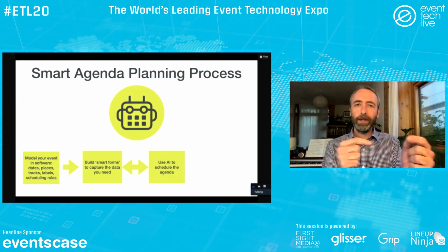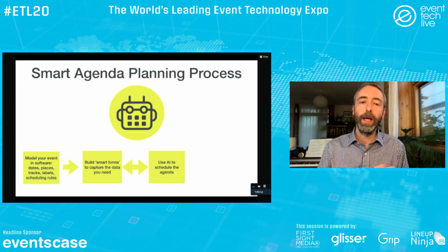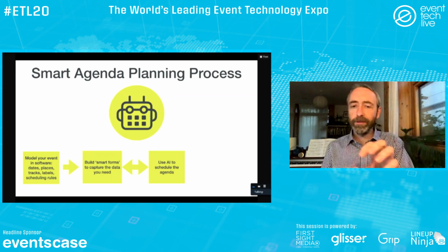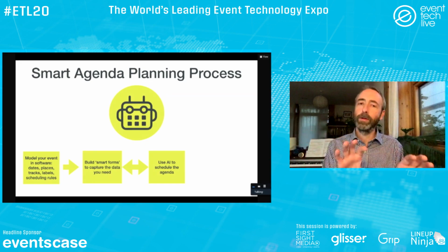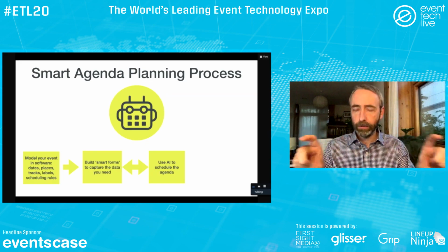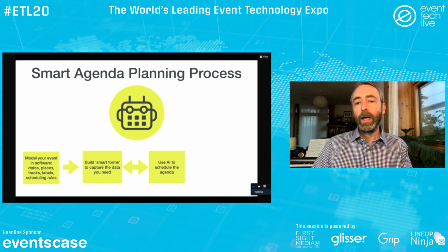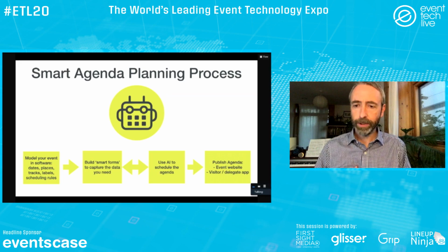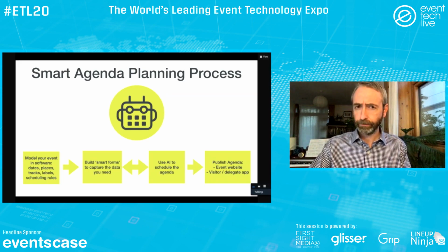I've put a bi-directional arrow between these because elements of building the smart forms and capturing all that information may happen before or after starting to schedule the agenda, and some of those things could happen in parallel or simultaneously. Anyway, when you get to the end of all that, you're publishing your data out to your event website or apps or signage and so on.